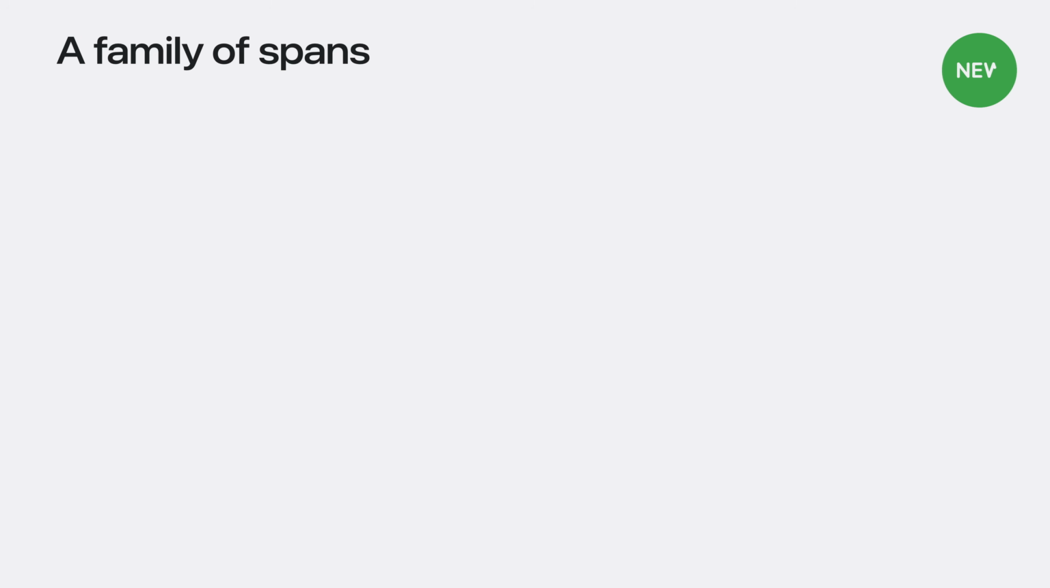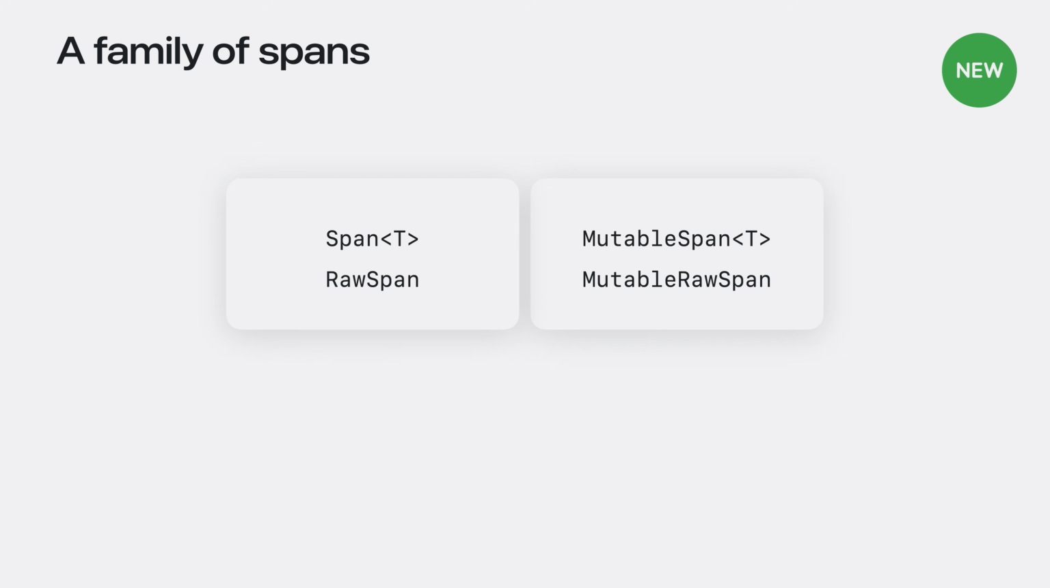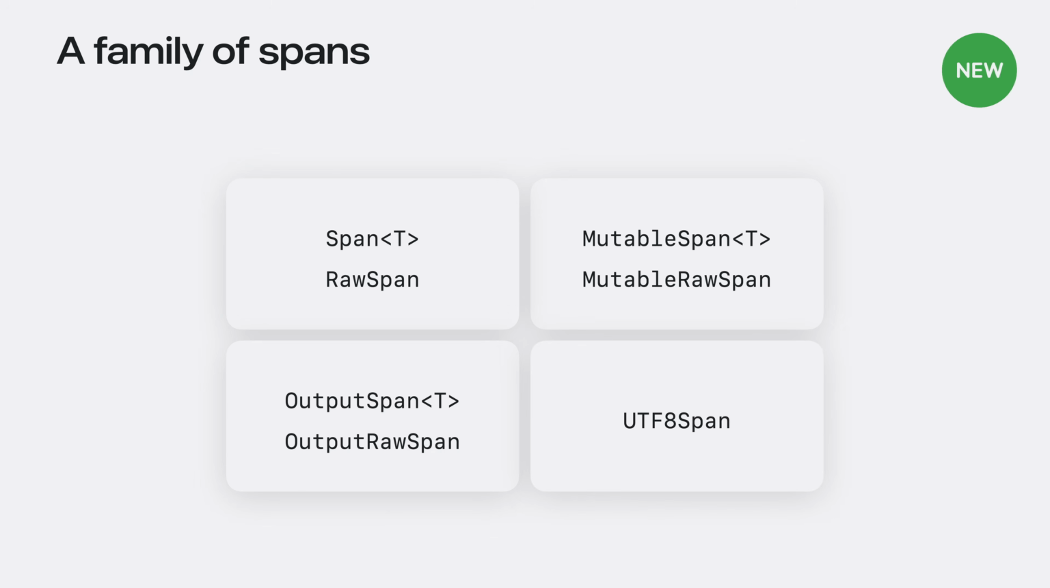The span family includes typed and raw versions of both read-only and mutable spans for working with existing collections, as well as an output span that you can use to initialize a new collection. The family also includes UTF-8 span, a new type that's designed for safe and efficient Unicode processing.